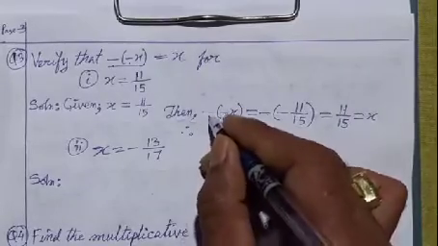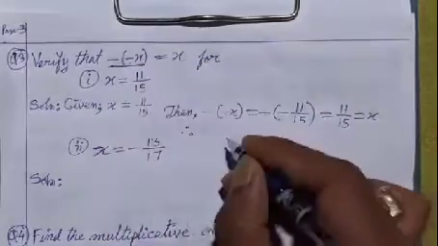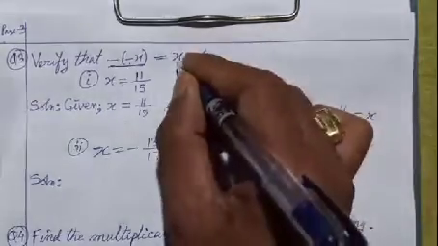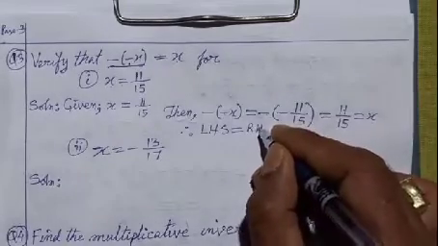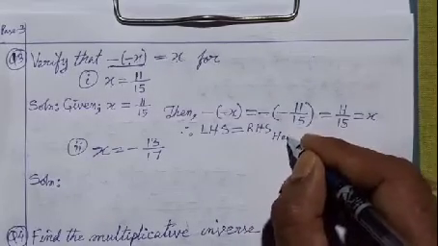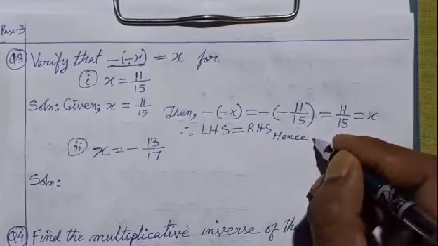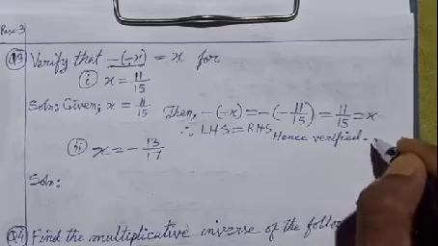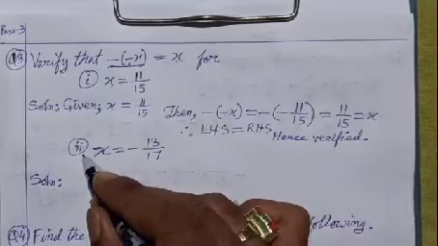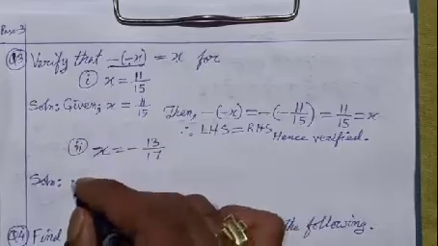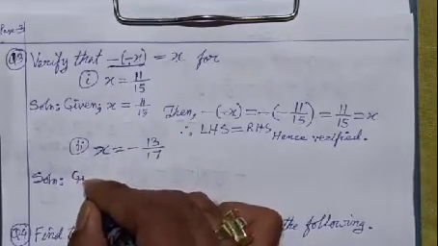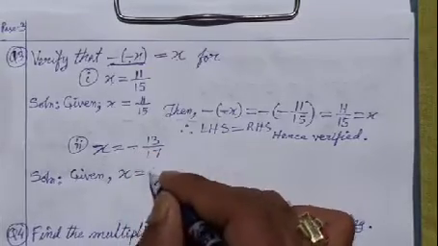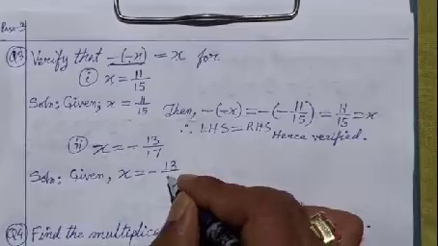Therefore minus x, that means the left hand side is equal to, we are getting x, this number, that means the right hand side. So hence verified. Next, Roman number 2. Same as Roman number 1. Solution. Given x is equal to minus 13 by 17.